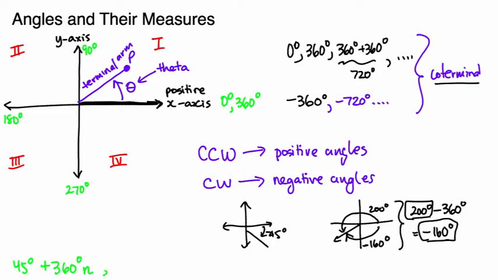And the way that we can make sure that n is a whole number, because you don't want to add 2.5 spins or 1/4 of a spin, is you just say make n an integer. So if you add 360 degrees any number of times, or subtract it any number of times, you will end up with coterminal angles to, say, 45 degrees.